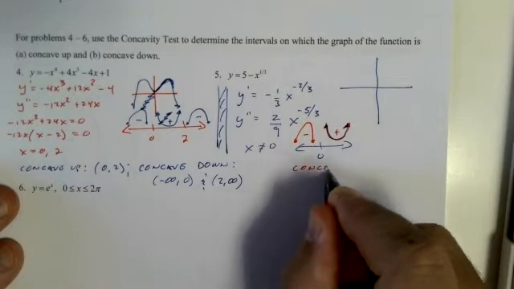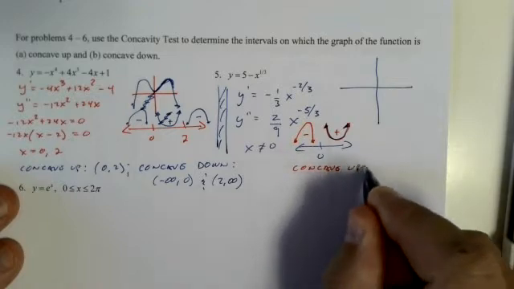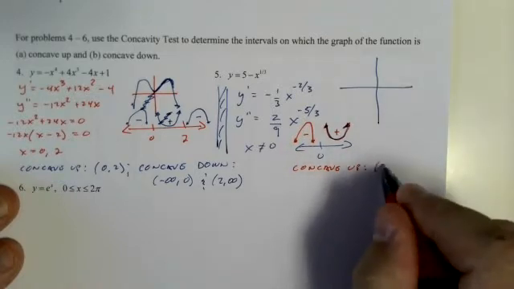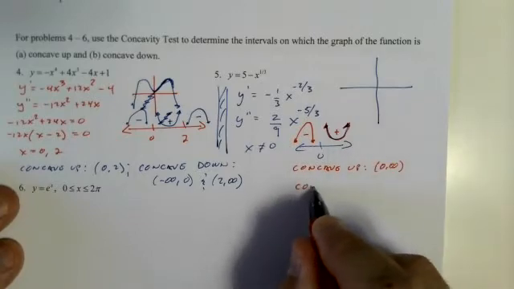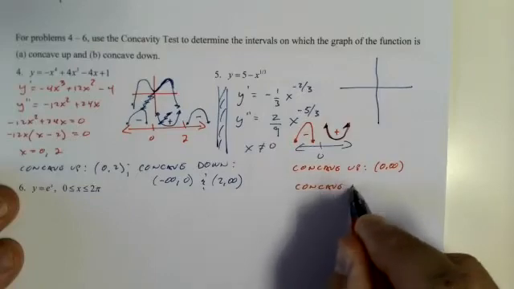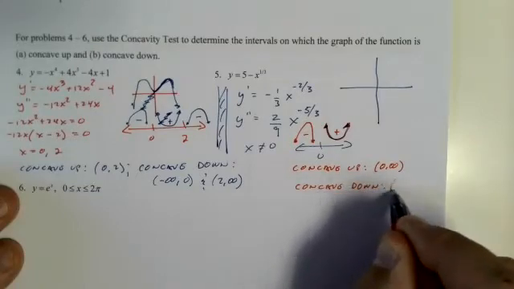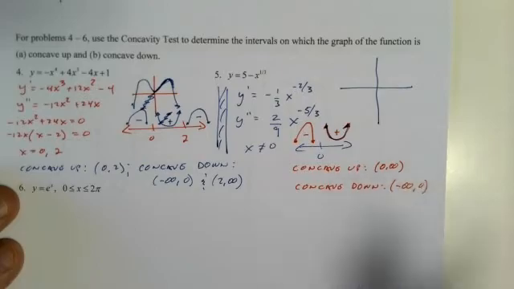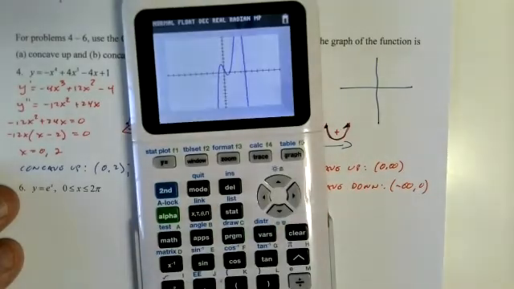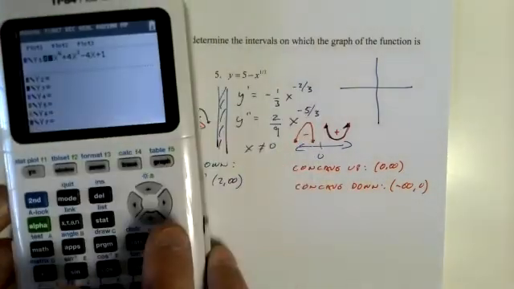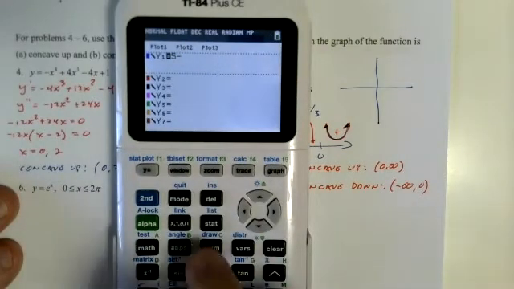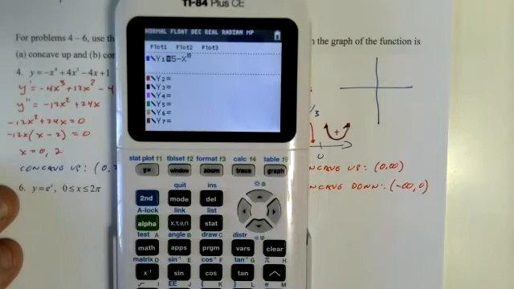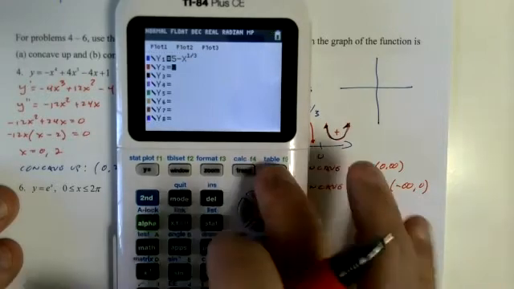Concave up, 0 to infinity. Concave down, negative infinity to 0. How do we do? 5 minus x to the 1/3.